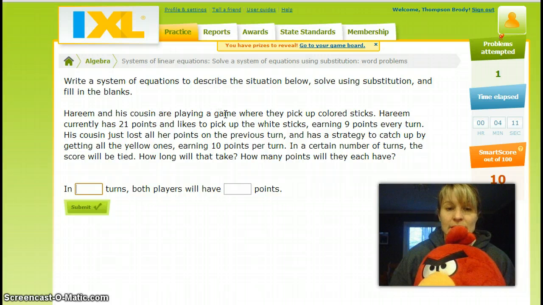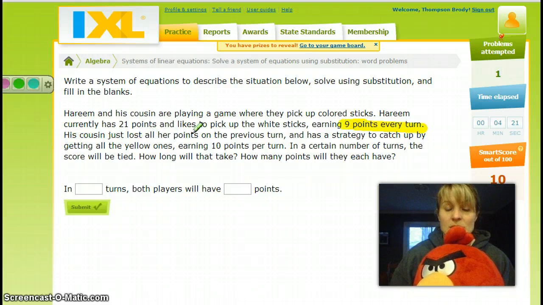Harim and his cousin are playing a game where they pick up colored sticks. Harim currently has 21 points and likes to pick up white sticks, earning 9 points every turn. And that should be our key word there. Every turn tells us that 9 is the slope.